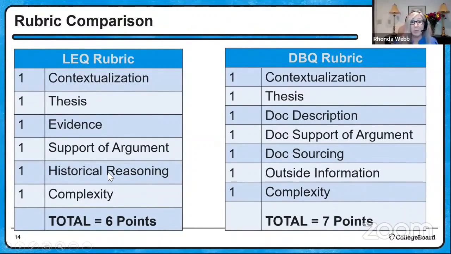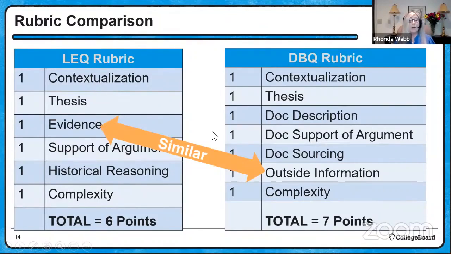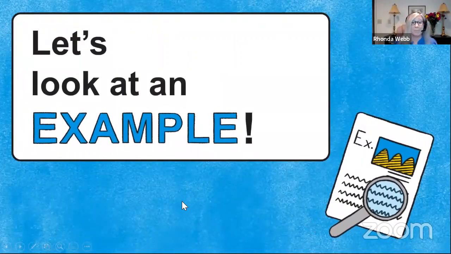This is the argument. This is what we started with: causation, continuity and change over time, and comparison. And then you have the complexity point, which is really more or less the sophistication of your essay and how you frame your argument. And you can't really point to one thing and say, oh, there's my complexity. It's throughout. It's the way you frame your essay and it's the way that you write it. All right. So outside information on the DBQ is the evidence that you're coming up with in the LEQ. It's what you know about the topic. All right. So let's look at an example.